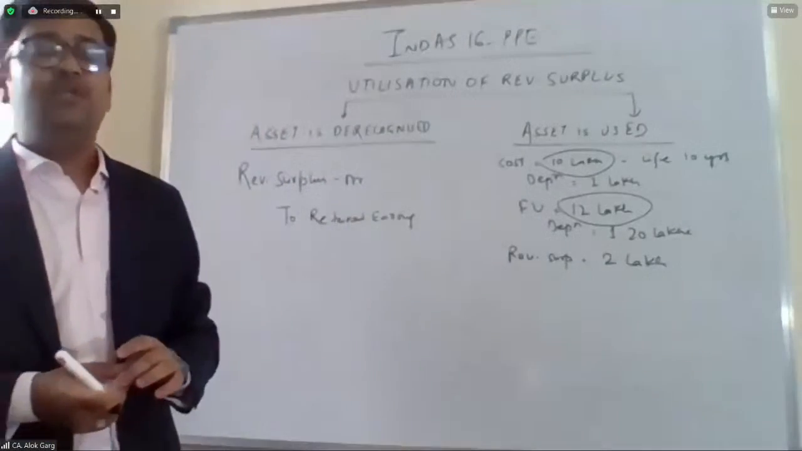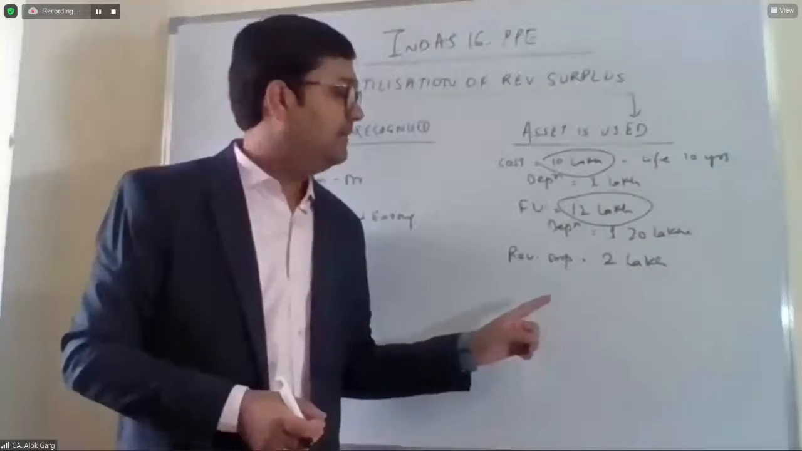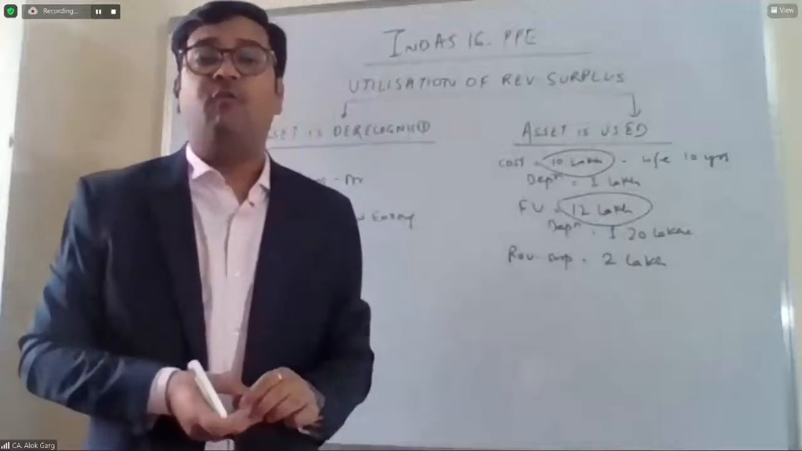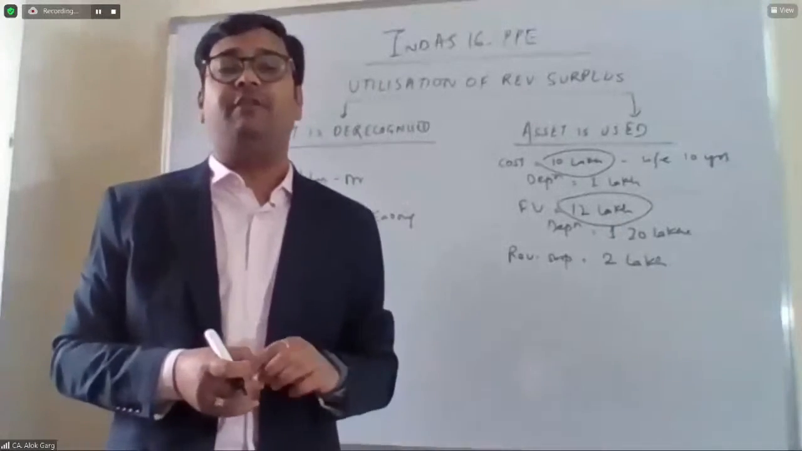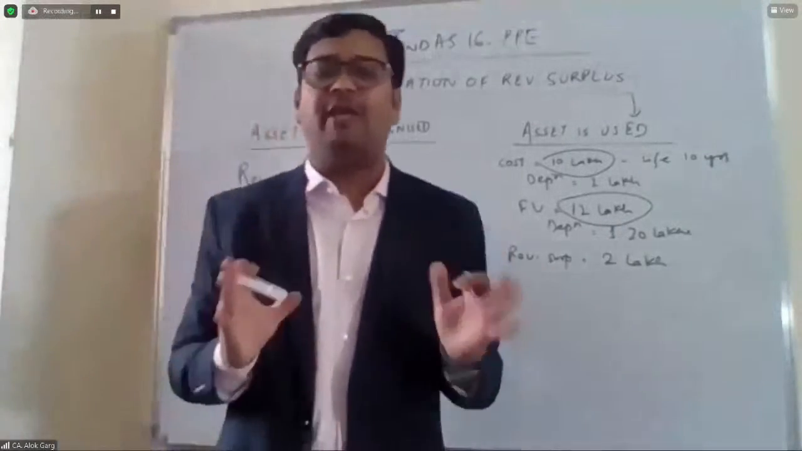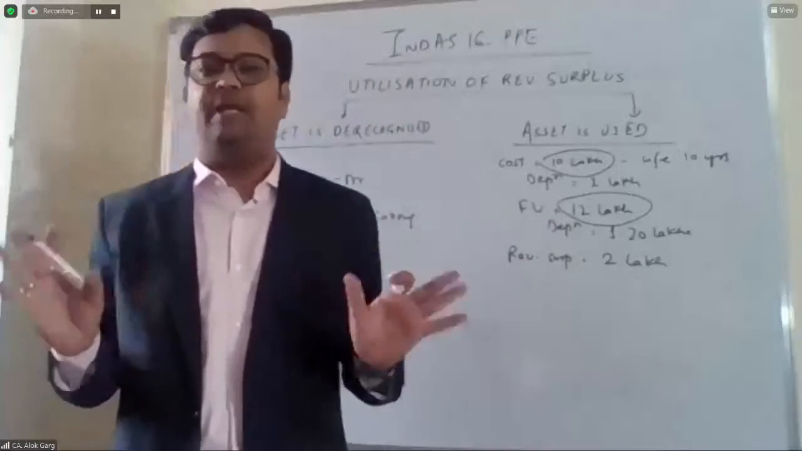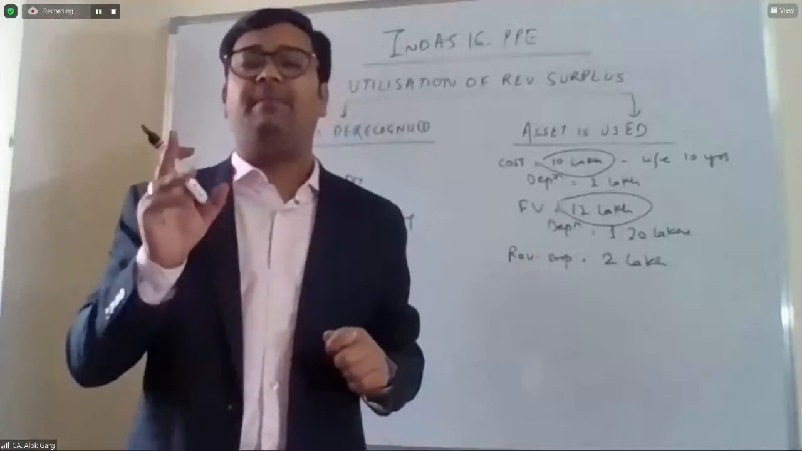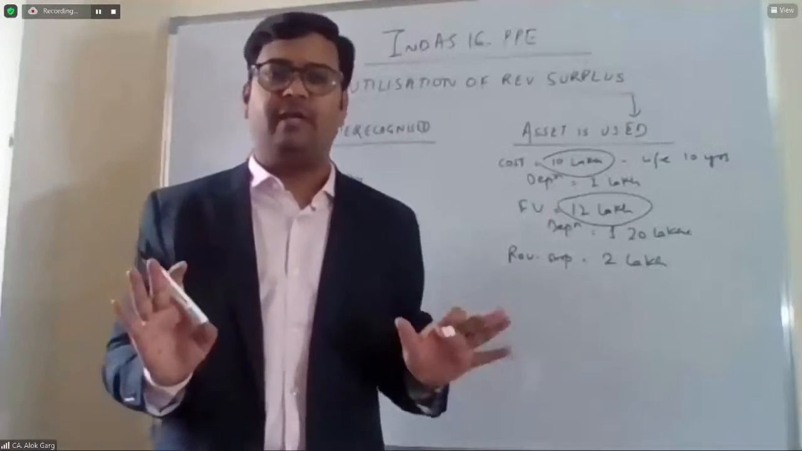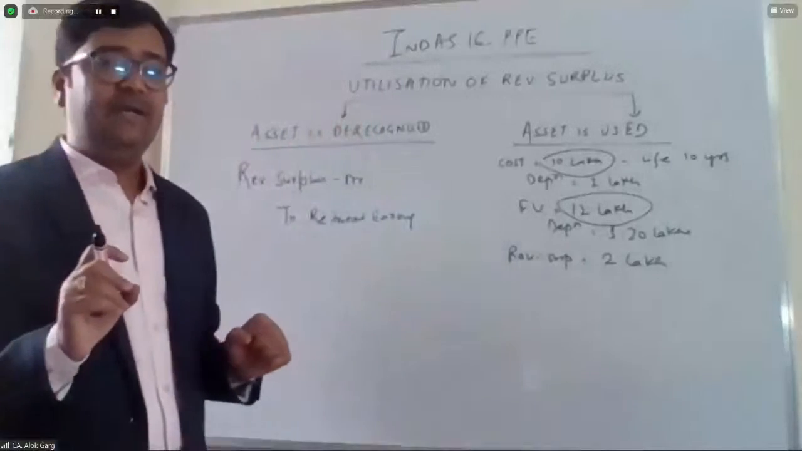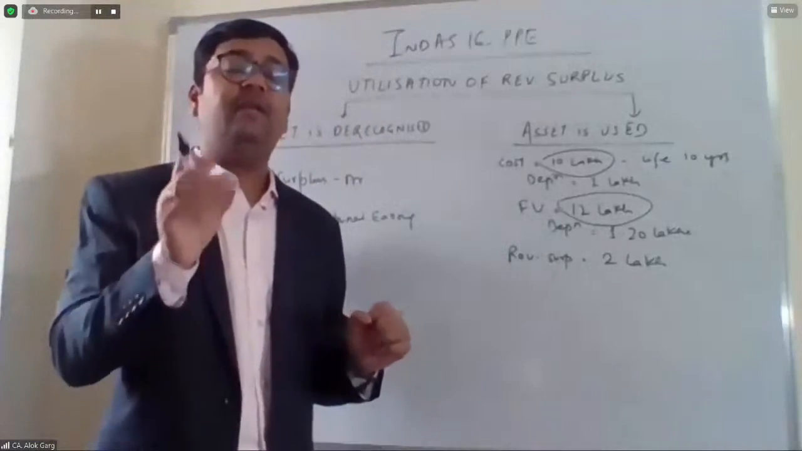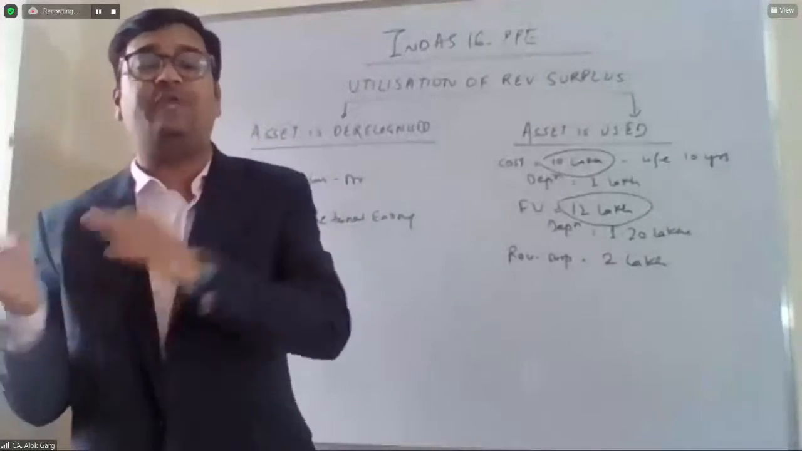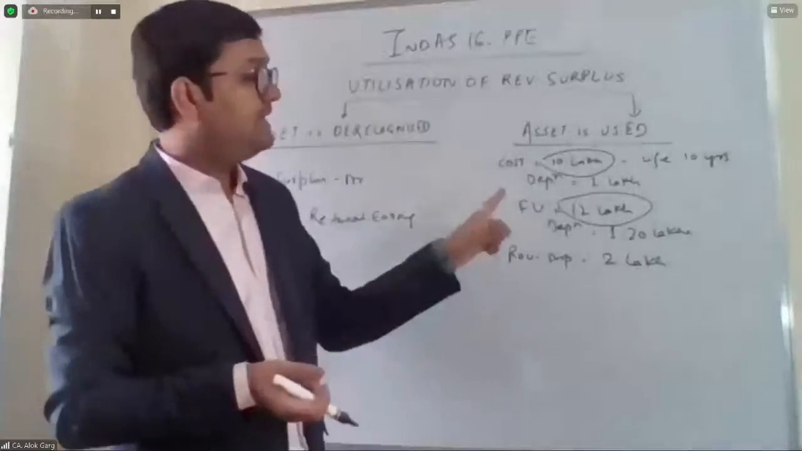So the standard says that whatever excess depreciation is there on account of revaluation, first of all, you have to debit the entire depreciation in your P&L. So this 1.2 lakh every year will be debited to the profit and loss account. Is that okay? The standard says that every year you can transfer your revaluation surplus to retained earnings to the extent of excess depreciation.